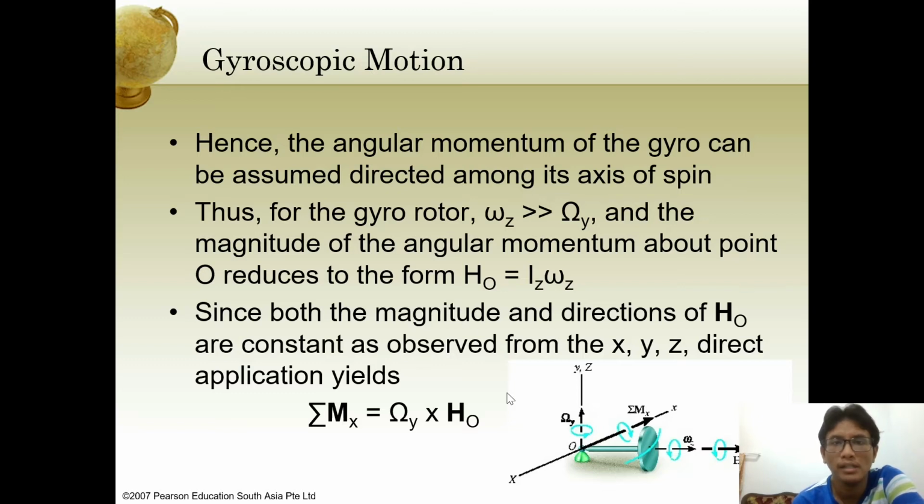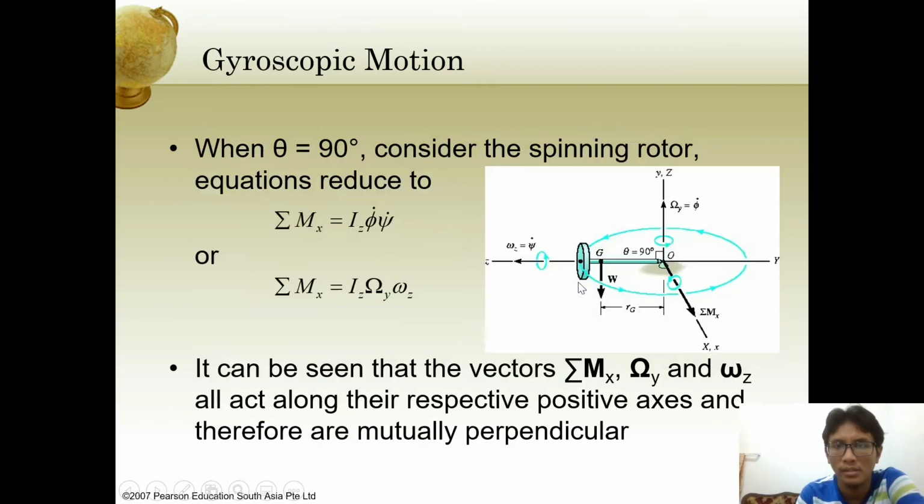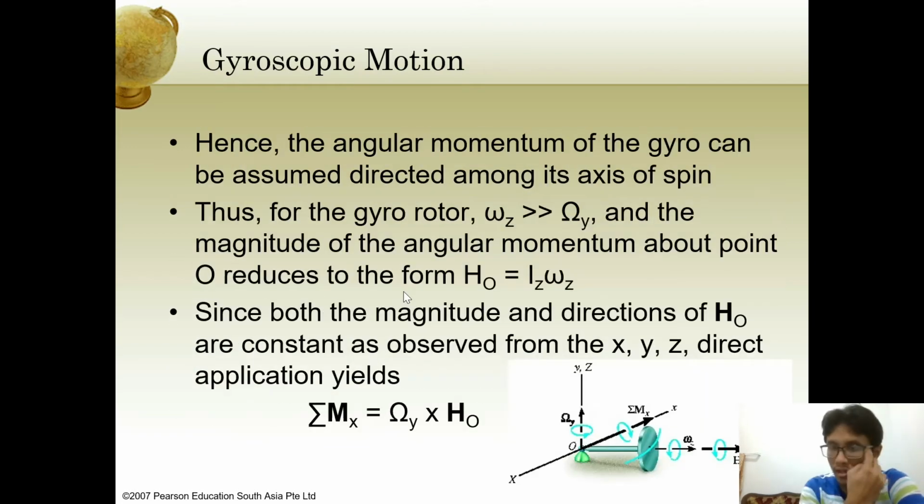Hence, the angular momentum of the gyro can be assumed directed along its axis of spin. That's for the gyro rotor omega z. This is the spin when it's far bigger than the precession, and the magnitude of the angular momentum about O reduces to the form HO, equal to Iz omega z. This is from the equation right here. But because the precession is very low and the spin speed is very high, we can ignore the omega y. So HO will be the angular momentum.